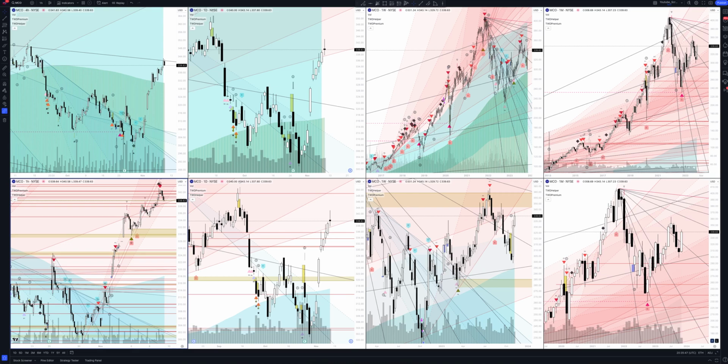Today we will take a look at Moody's stock. Let's analyze the market situation and find out how you can make money on it. Let's start.